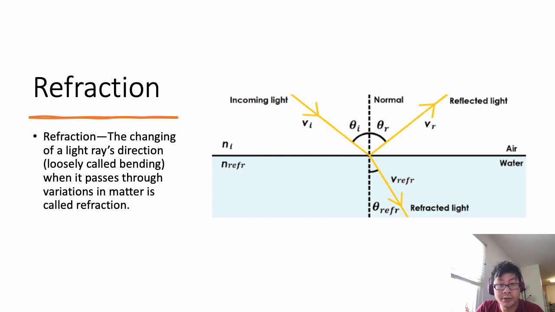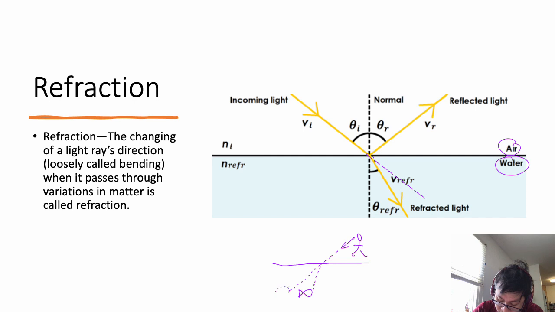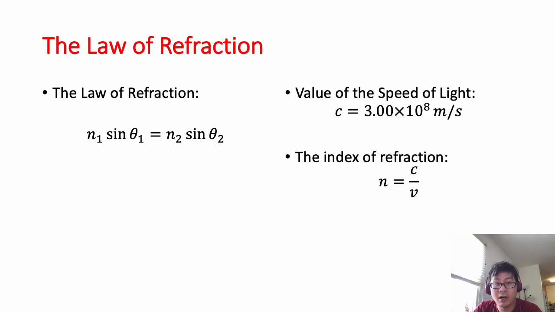The second idea of geometric optics is refraction. Refraction is a change of the light ray's direction when it passes through a variation in matter. This means in the picture here we will see that the light does not go straight; instead, it changes direction a little bit, as we have air and water. Because of that, when a human sees a fish, the fish may be right here, but the human believes that the fish is here. That is the reason, because refraction occurs.